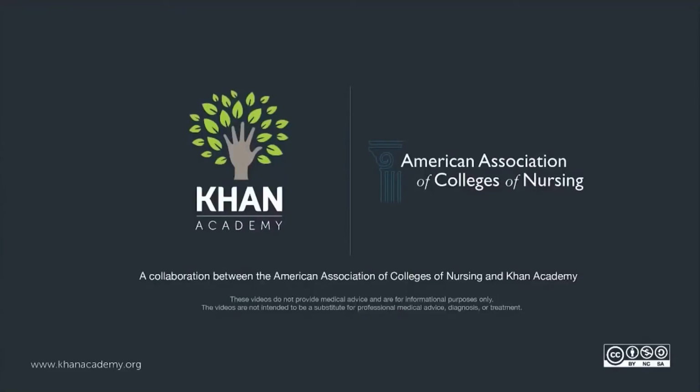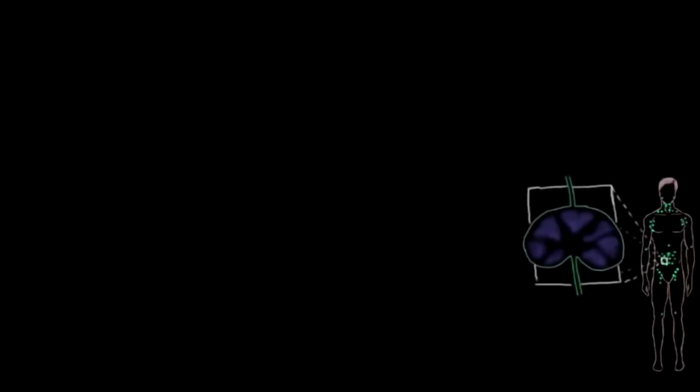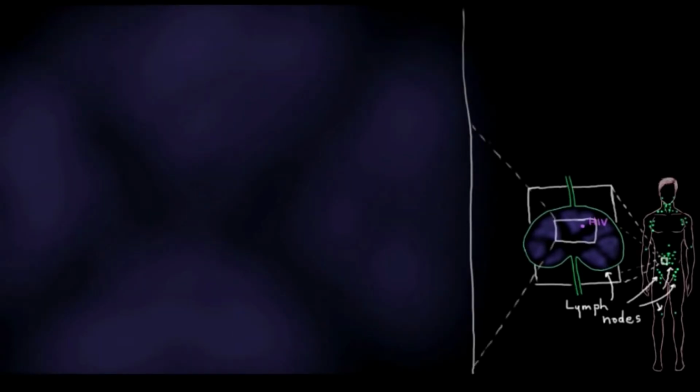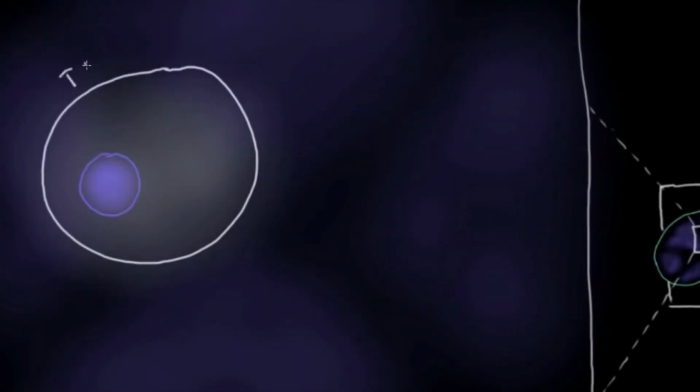So now we're in the lymph node. We're looking at how HIV, brought to the lymph node by either one of our well-intentioned dendritic cells or maybe by a macrophage, manages to infect our T helper cells, aka our CD4 lymphocytes. Well, it all comes down to receptors.